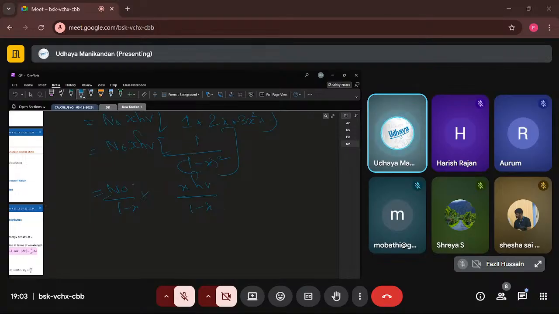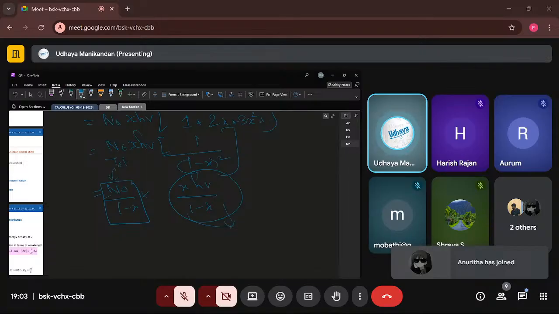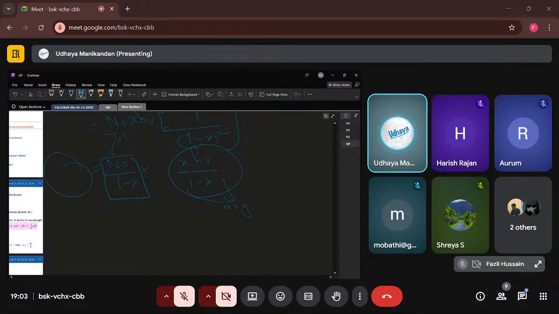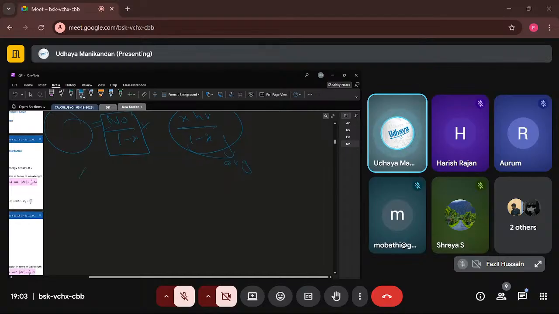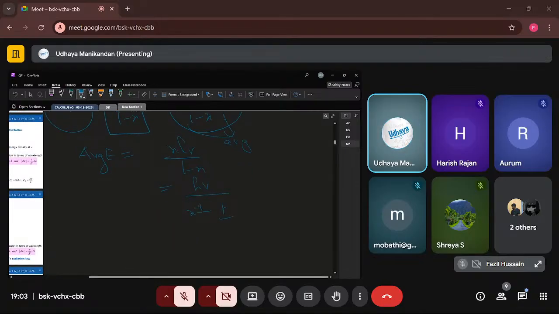So n naught by 1 minus x was nothing but the total number of oscillators. Now x h nu by 1 minus x would be nothing but the average energy of each oscillator, because this was the total energy expression. So I got my easy answer for the average of each oscillator, which is x h nu by 1 minus x. For convenience, I just divide by x, so what happens? h nu by x inverse minus 1. I have divided the whole equation by x in numerator and denominator.